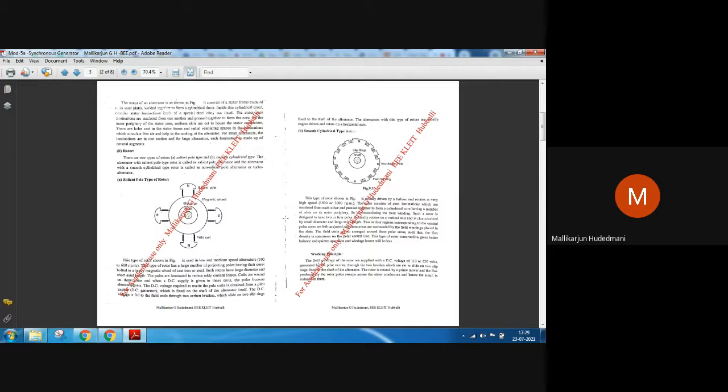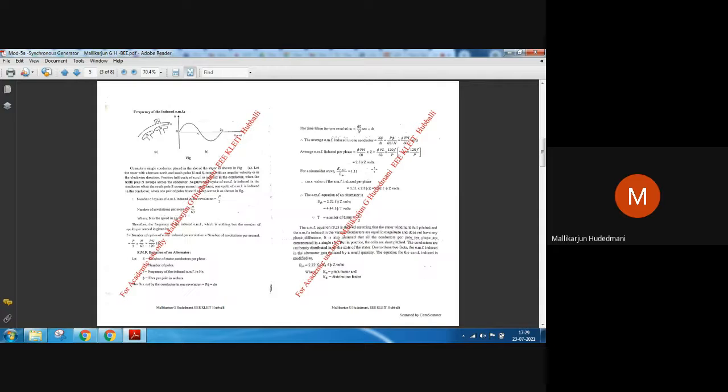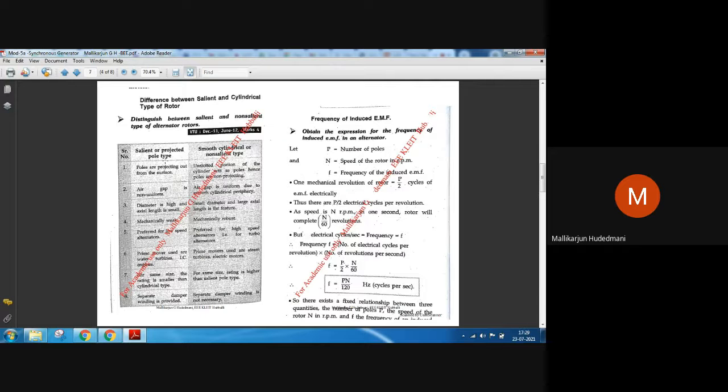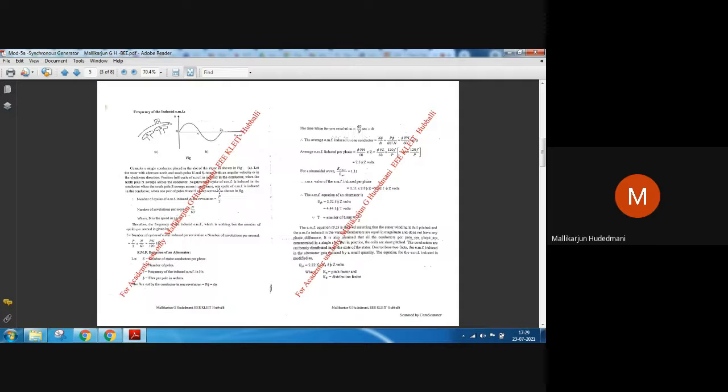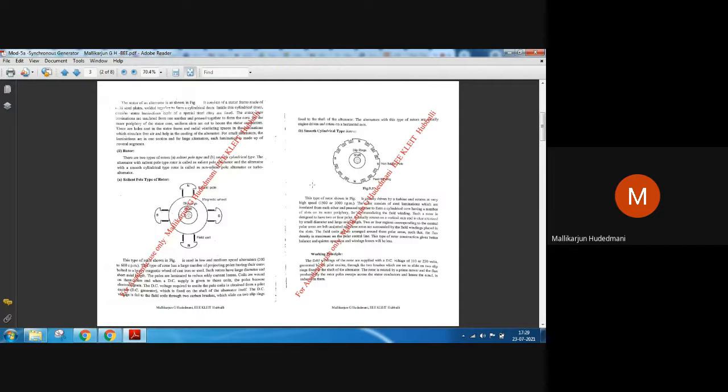If it is a comparison of rotor 1 and rotor 2, I have a question here. Can you see here? Salient pole, smooth cylindrical. You have to have a table like this. Hope you are able to see my table here. This was the expectation: a table with rows, column 1, column 2, type 1, type 2. You need to furnish the information of these two in that table.